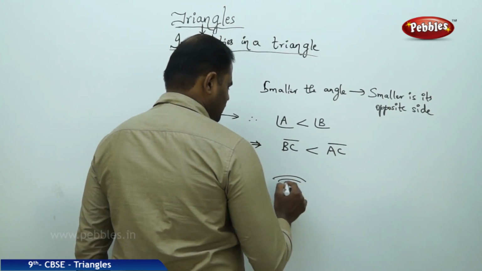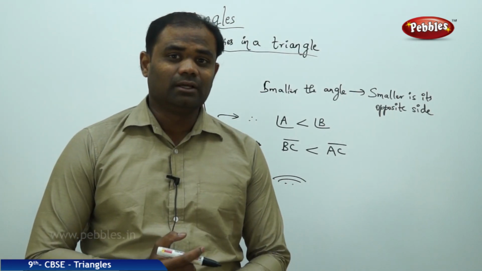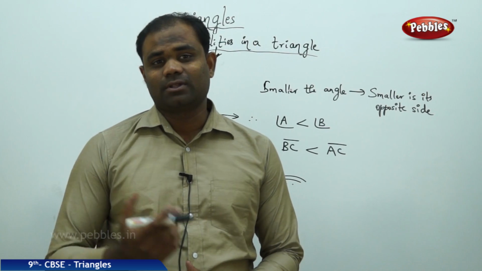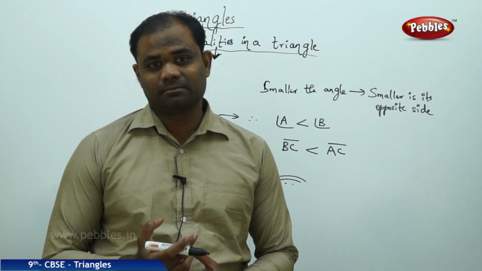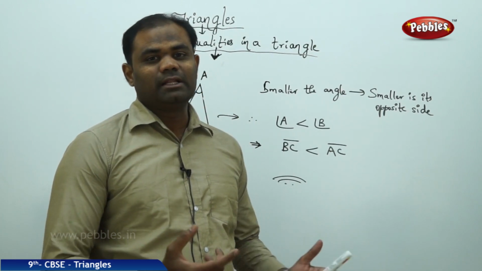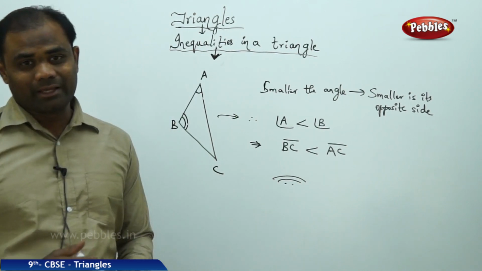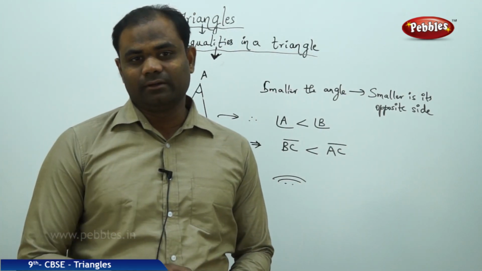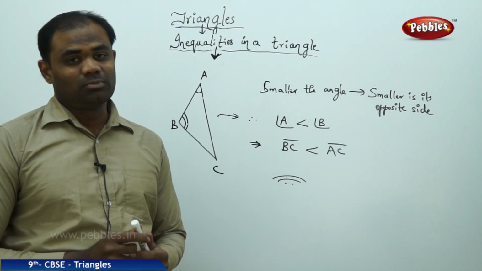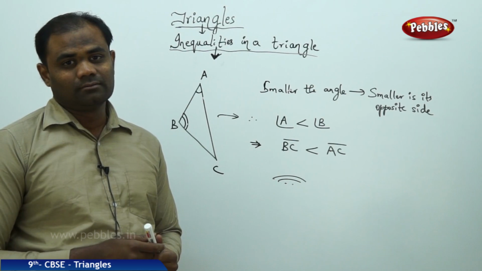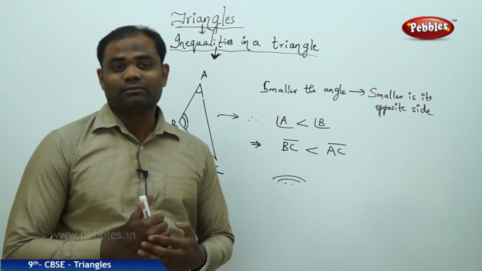This is how I understand the property connecting the angle of a triangle and the sides opposite to the angles. Smaller the angle, smaller is its side. So the property finally concludes that the side opposite to the smaller angle is the smallest side in a triangle, or the side opposite to the largest angle is the largest side of the triangle.